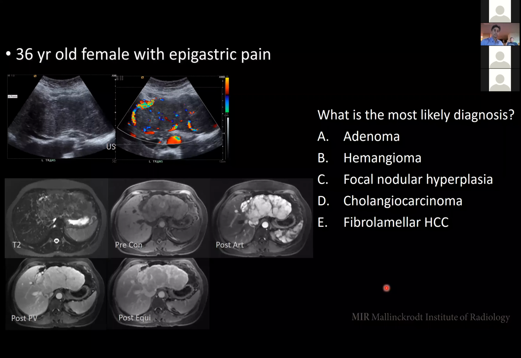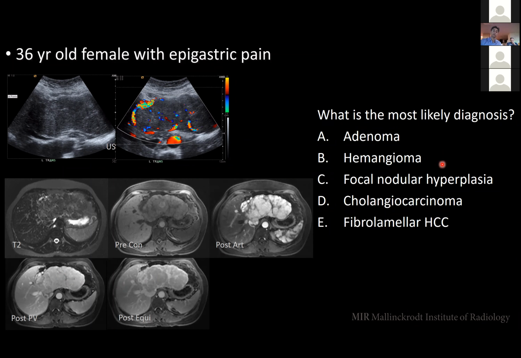Next case is a 36-year-old female with epigastric pain. Here is an ultrasound. You see a hypoechoic lesion in the left hemilobe, almost replacing the left hemiliver. You see that here, there is some flow in there. Here is a T2 weighted sequence. We see some heterogeneous T2 signal intensity. T1 weighted pre-contrast, here it is. And then in early arterial phase images, you can see the degree of arterial enhancement. And then in the subsequent post-contrast images, portal venous and the equilibrium phase images, you see how the lesion is behaving. What is the most likely diagnosis?